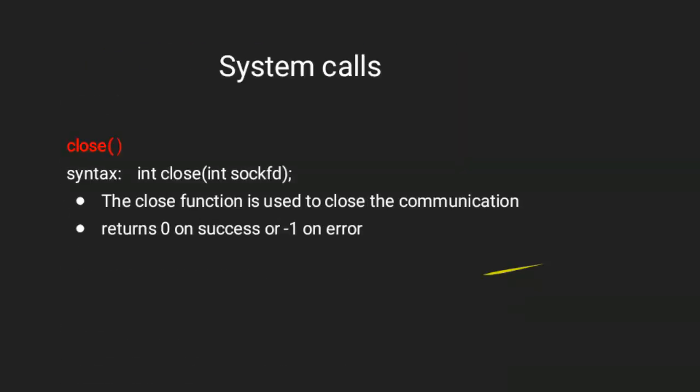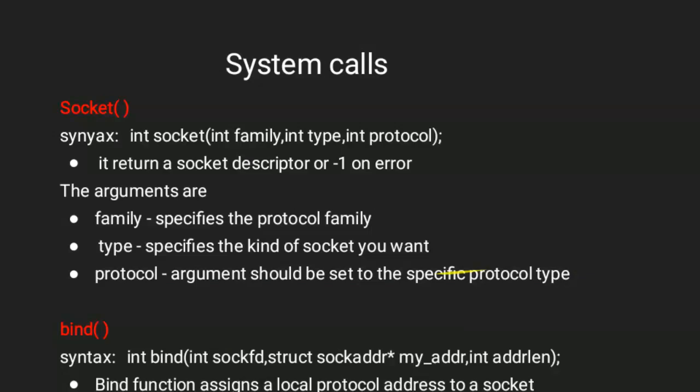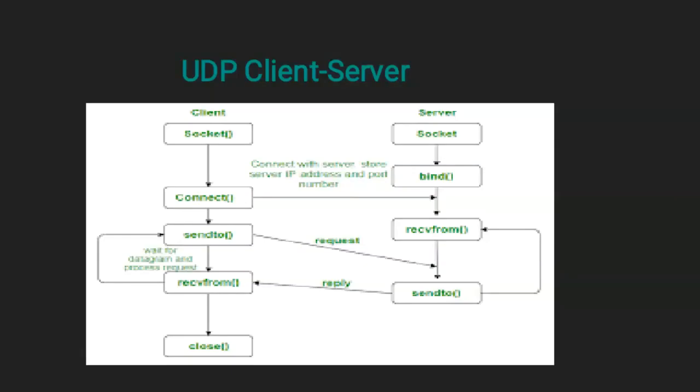So the implementation is shown in the figures. This is the UDP client-server implementation. Firstly, the client connects and then sendto and recvfrom and close. Next, the server can bind, recvfrom and sendto.